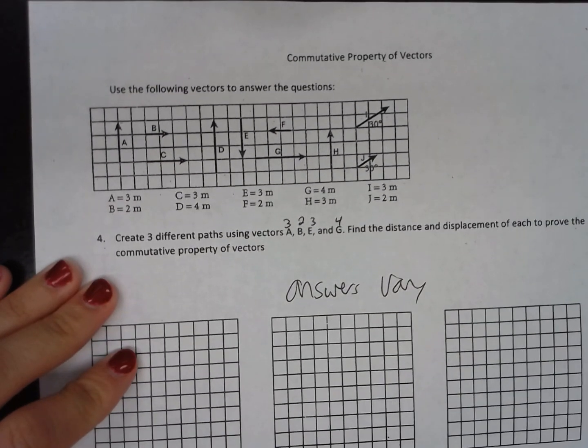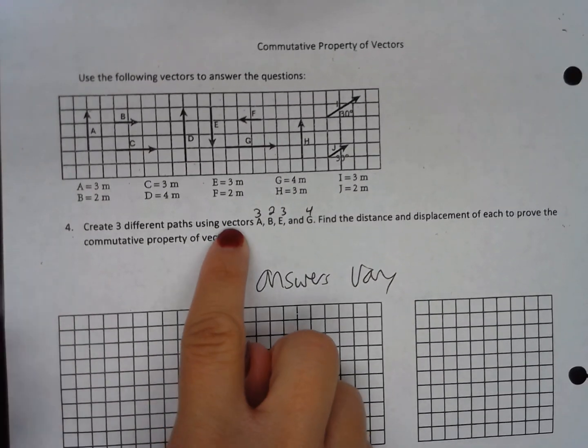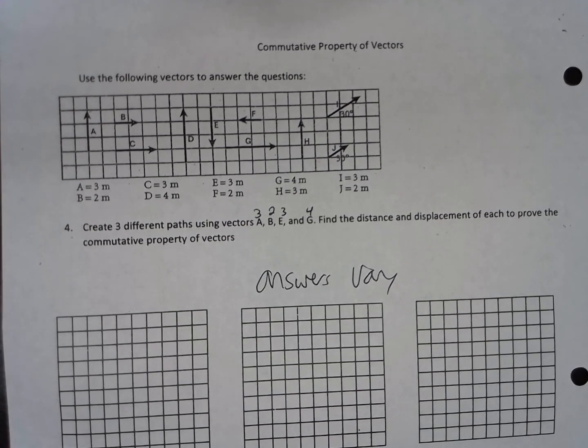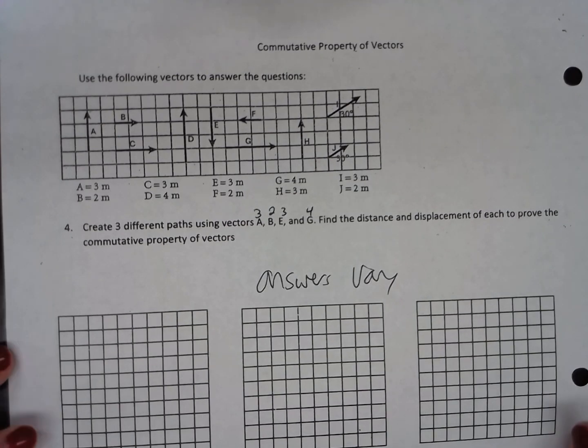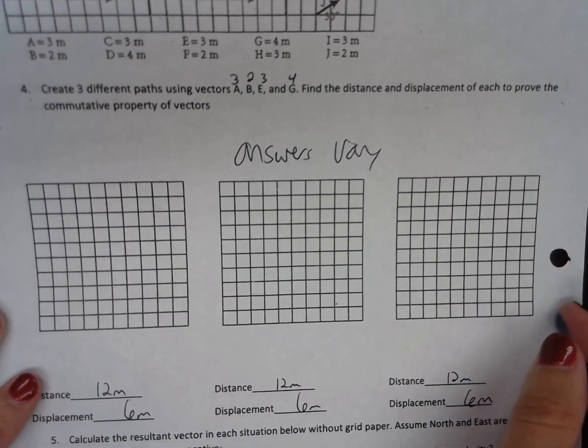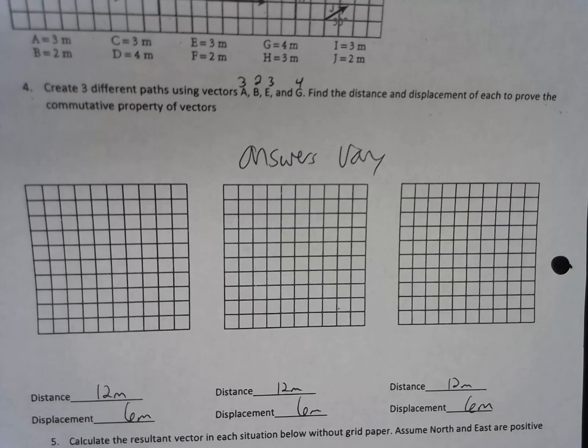Here you're given the same key, and you are asked to make 3 different paths using all 4 vectors, A, B, E, and G. And there's a variety of different answers here, obviously. But what you should find is that your distance and displacement is the same every single time. So what this was supposed to do is to show the commutative property of vectors.